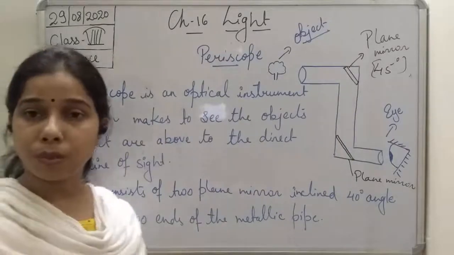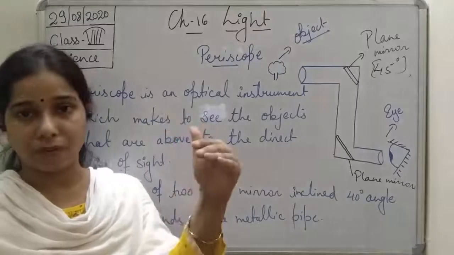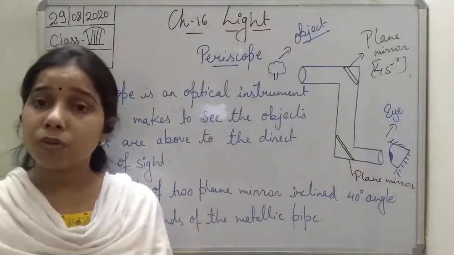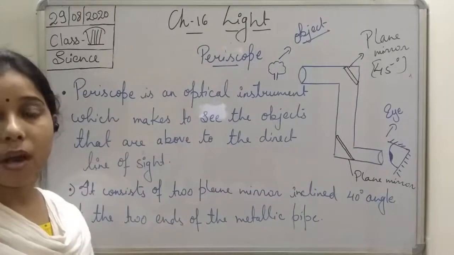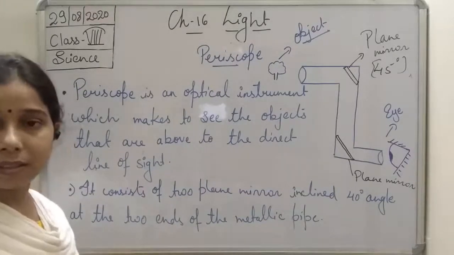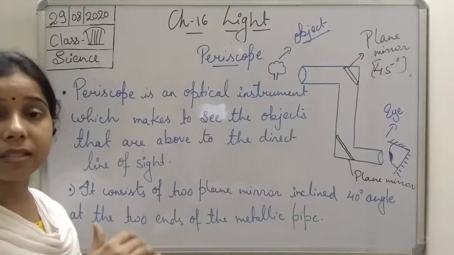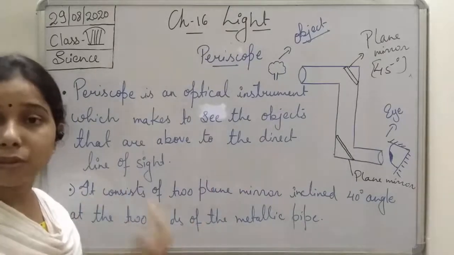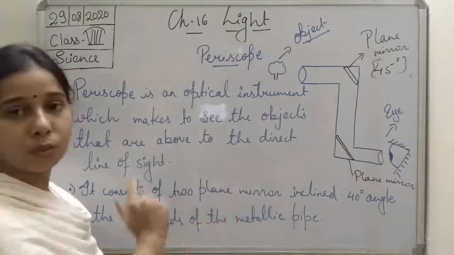Now how does it work, students? We have to see things which are just above the line of sight. Or if you want to see an object which is at the other side of a wall, or if you are on the ground or under the water, and you have to see things happening at the surface of the water or on the ground, for that purpose we use the periscope.